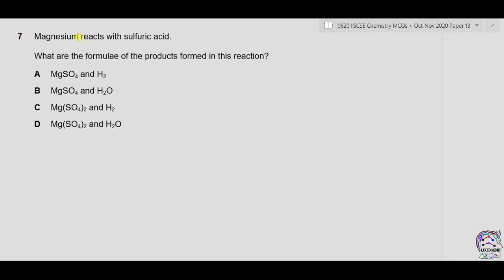Question 7. Magnesium reacts with sulfuric acid. What are the formulae of the products formed in this reaction? As magnesium is a metal, a metal reacts with sulfuric acid to form salt and hydrogen gas. The salt will be magnesium sulfate and the gas will be H2. A is magnesium sulfate and hydrogen.